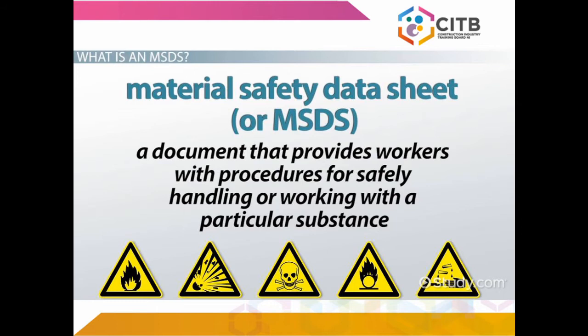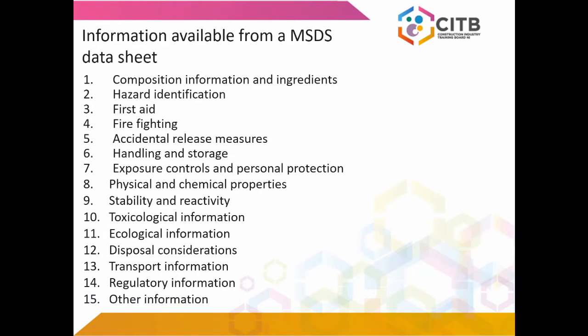What is a Material Safety Data Sheet, or MSDS? It is a document that provides workers with procedures for safely handling or working with a particular substance. The information available from an MSDS data sheet is extensive.